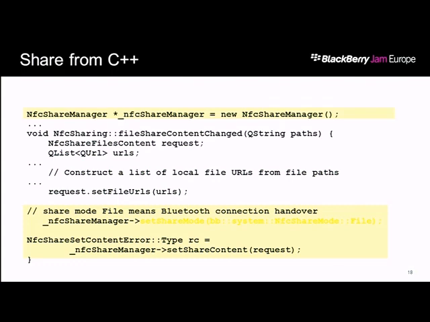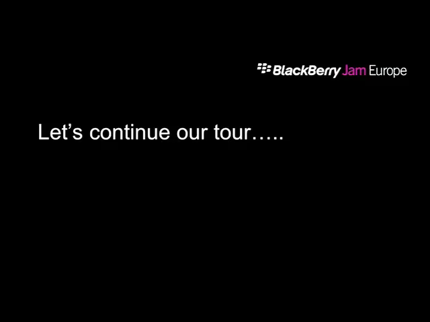You set up a request, telling it you want to share files over the NFC Share Manager. You present the request to the NFC Share Manager, and it's as simple as that. The NFC Share Manager basically handles the negotiation of Bluetooth for you and transfers the list of files you presented as a list of URLs. So, that looked maybe complex to do. It was actually very simple with the NFC Share Manager class here. So let's continue our tour.